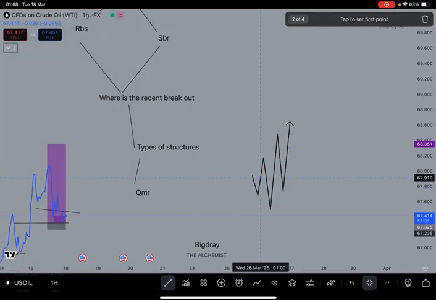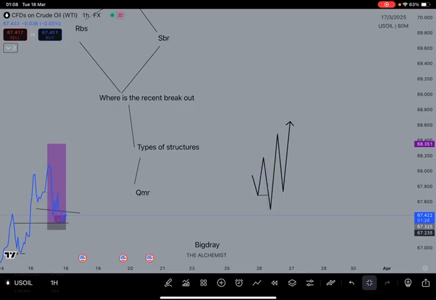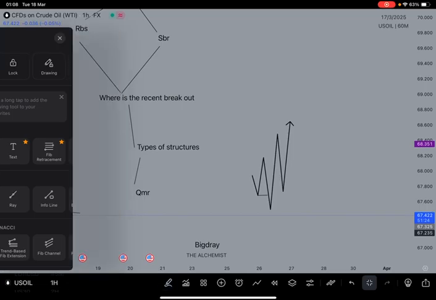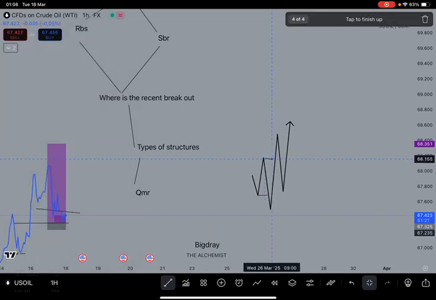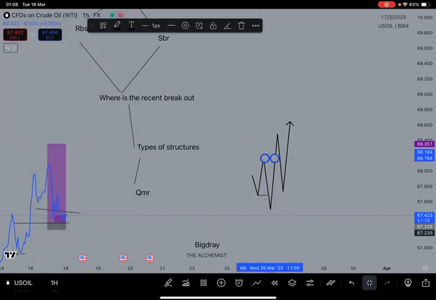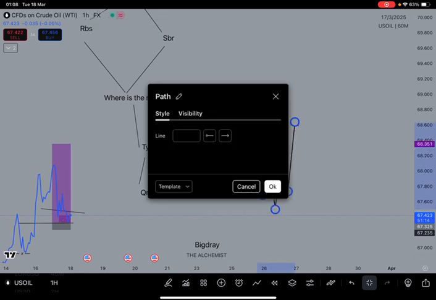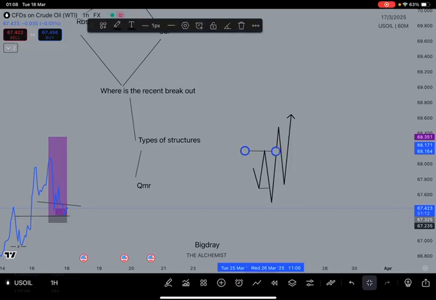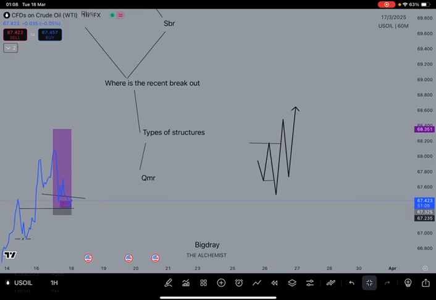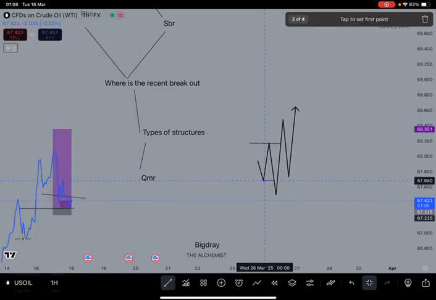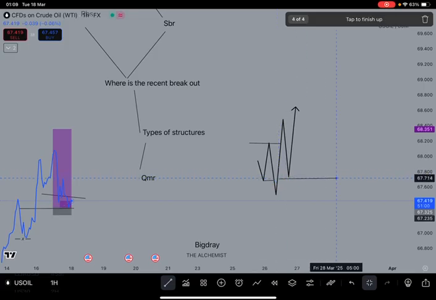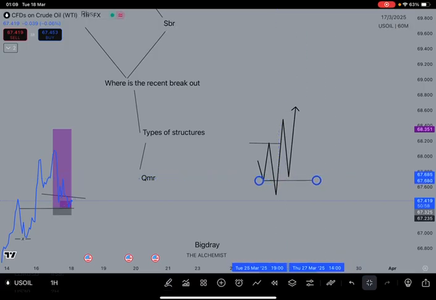This is the last support that was swept. This is a market structure shift. We all know about market structure shift. Market structure shift or change of character is when the market is changing direction, maybe from a downtrend to an uptrend, or from an uptrend to a downtrend. So knowing that, we've already mitigated this support. That means we cannot trade the support anymore.